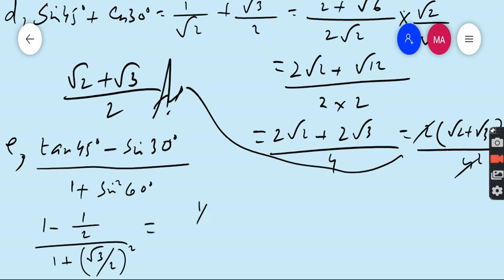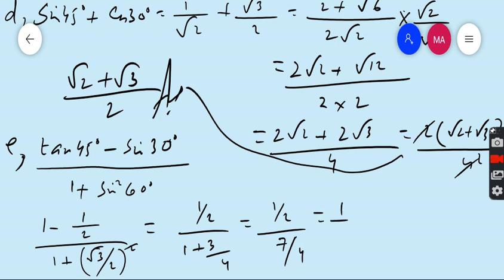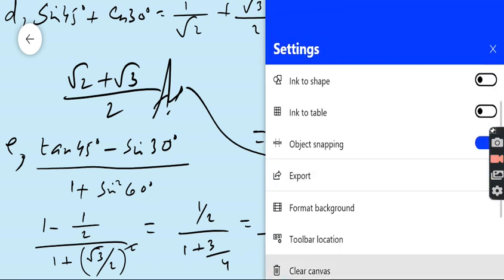One minus 1 upon 2 is 1 upon 2. 1 plus, square and root cancel, 3, and 2 square is 4. 1 upon 2, upon 4 plus 3 is 7 upon 4. 1 upon 2 into 4 upon 7, 2 upon 7 is the final answer of part E. I hope you completely understand. And this is question number 4. We did all parts. Come to question number 5.